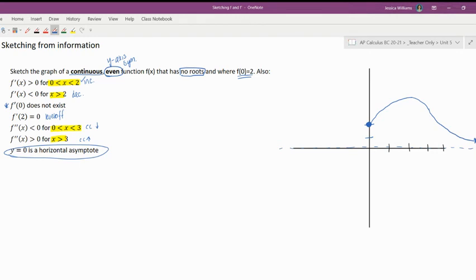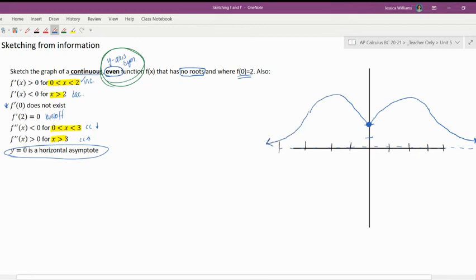Okay, that's not enough, though, because it has to be even. So we have to have y-axis symmetry. So I just have to flip this thing over the axis. I wonder if I'm able to do that today. Let's find out. Increasing until 2, decreasing, change concavity. There it is. That's pretty.